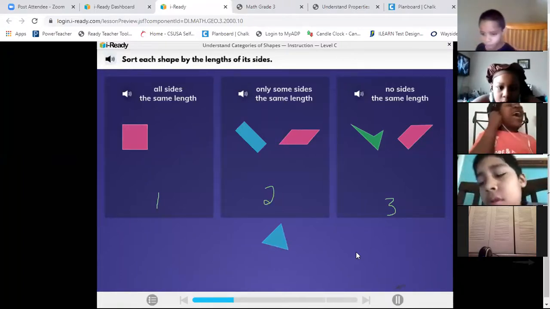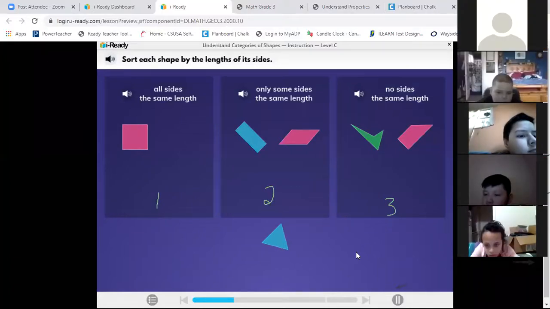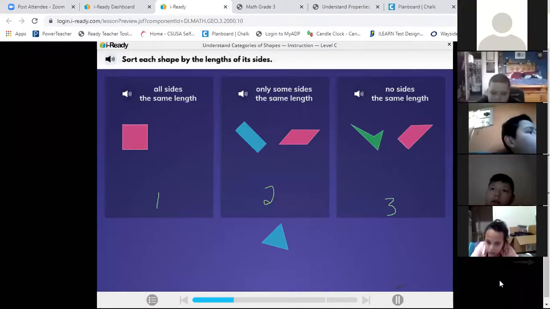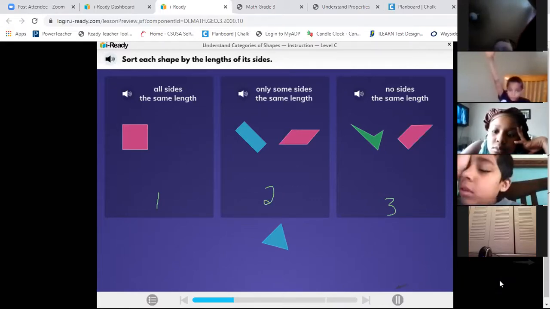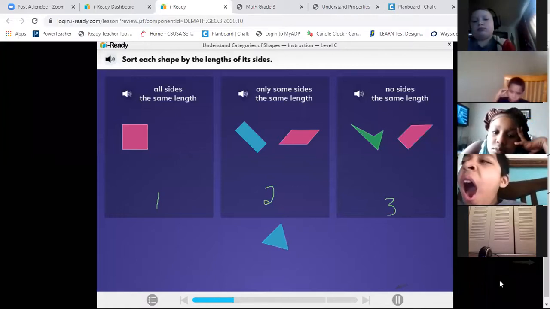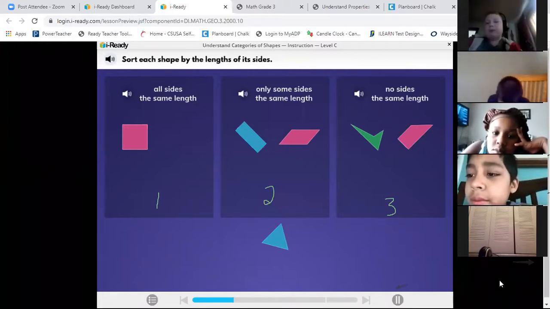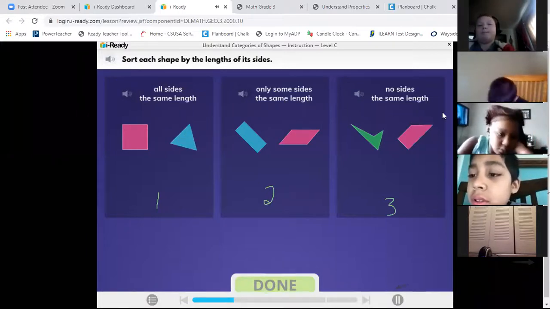All right, what about this triangle? Where does this triangle go? I think this is the last one. Where does the triangle go? Have we heard from Evan yet? Evan, go ahead and tell us. One, all sides are the same length. Let's check it. Well, bam, good job.